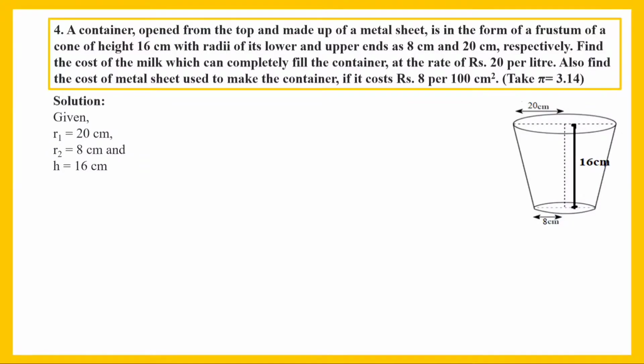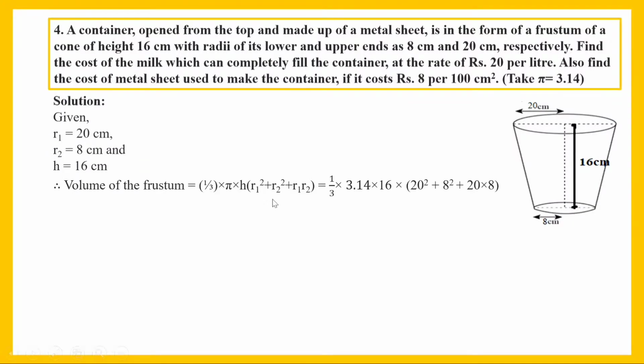The volume of the frustum is given by 1 upon 3 pi h into r1 square plus r2 square plus r1 r2. So let me put the values: 1 upon 3 into pi, which is 3.14, into h, which is 16, into r1 square, which is 20 square, plus r2 square, which is 8 square, plus r1 into r2, which is 20 into 8. So that gives me 1 upon 3 into 3.14 into 16 into 400 plus 64 plus 160, which comes out to be 624. Now this 3 and 624 cancel to give 208. So I will be left with 3.14 into 16 into 208 centimeter cube.